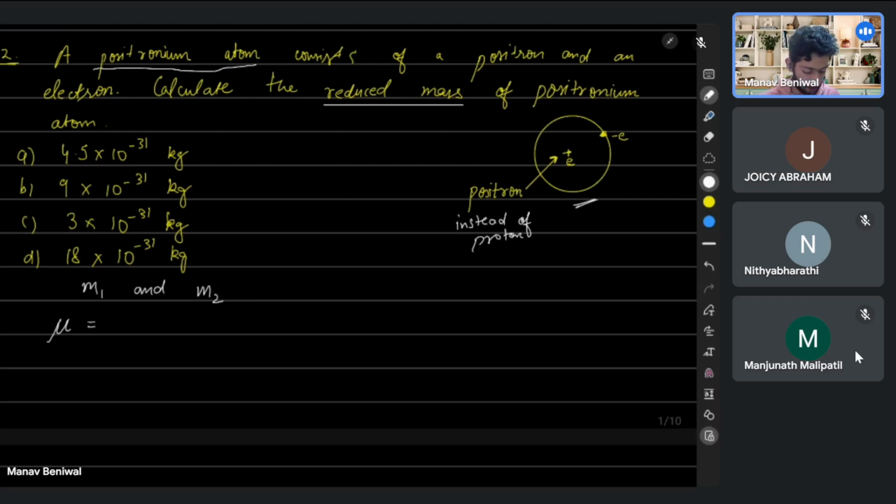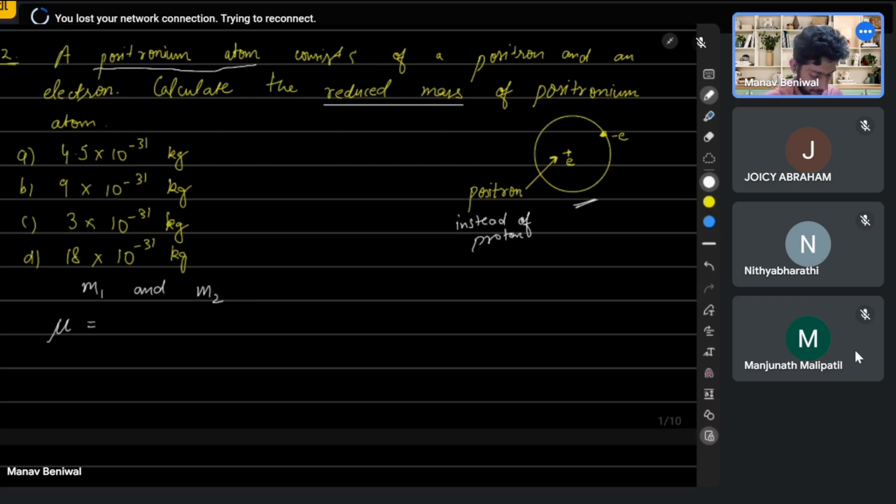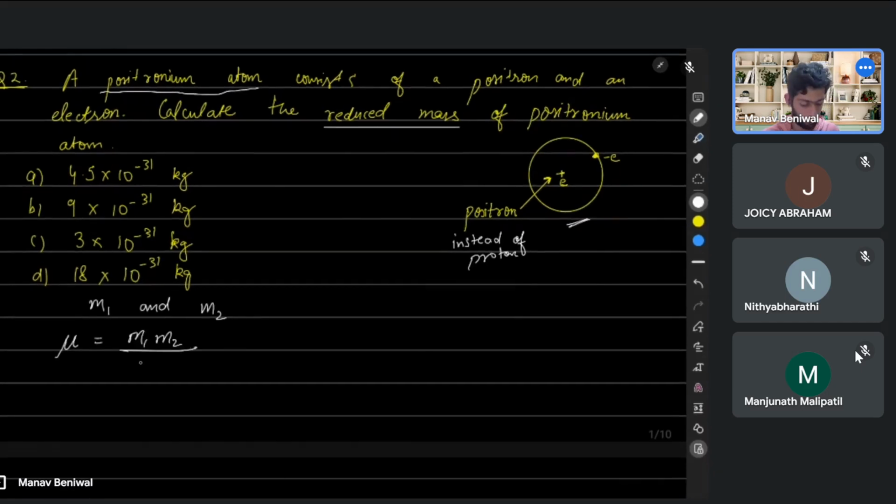So mu is defined as m1 m2 over m1 plus m2. Okay, and this comes from this equation. So this is the definition of reduced mass: 1 over mu equals 1 over m1 plus 1 over m2.